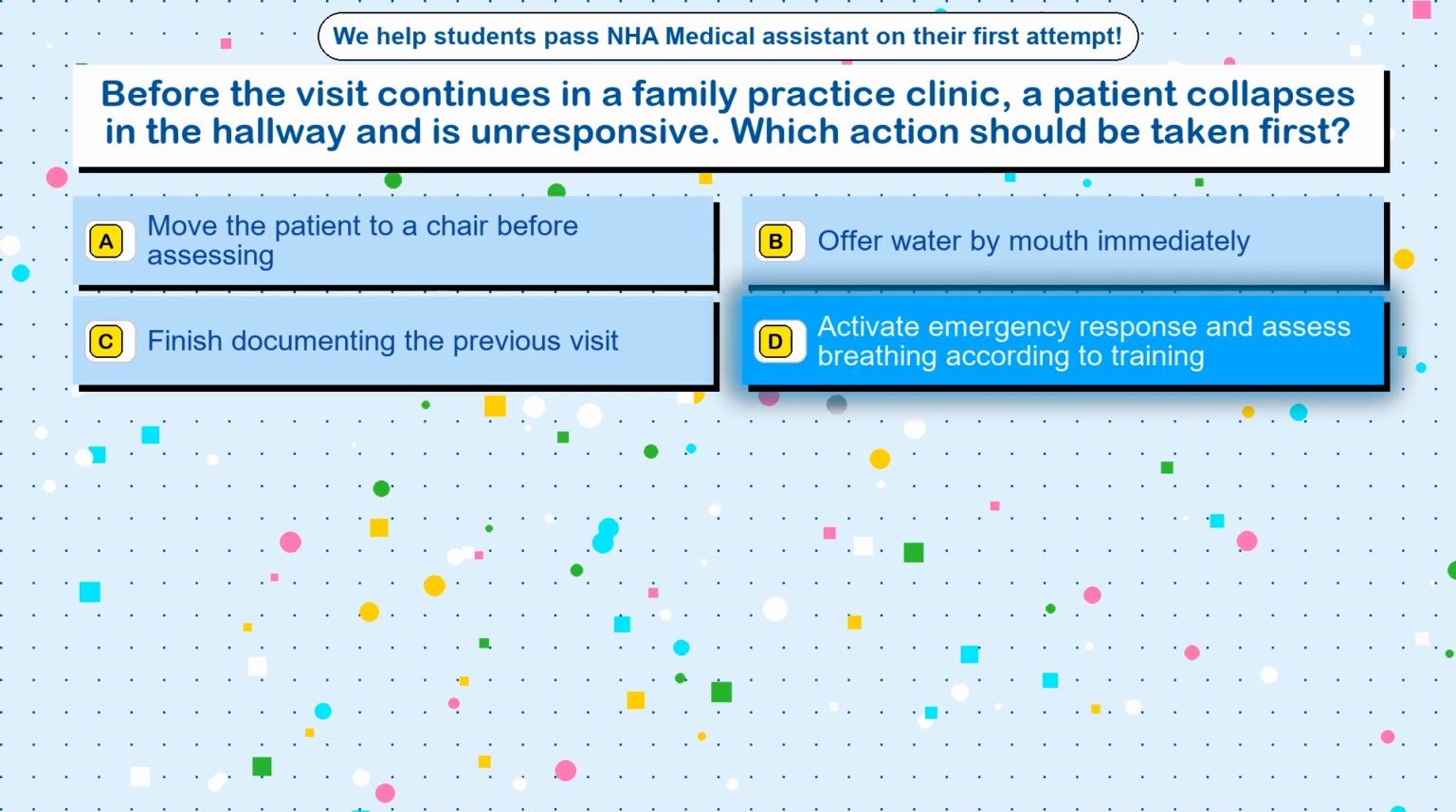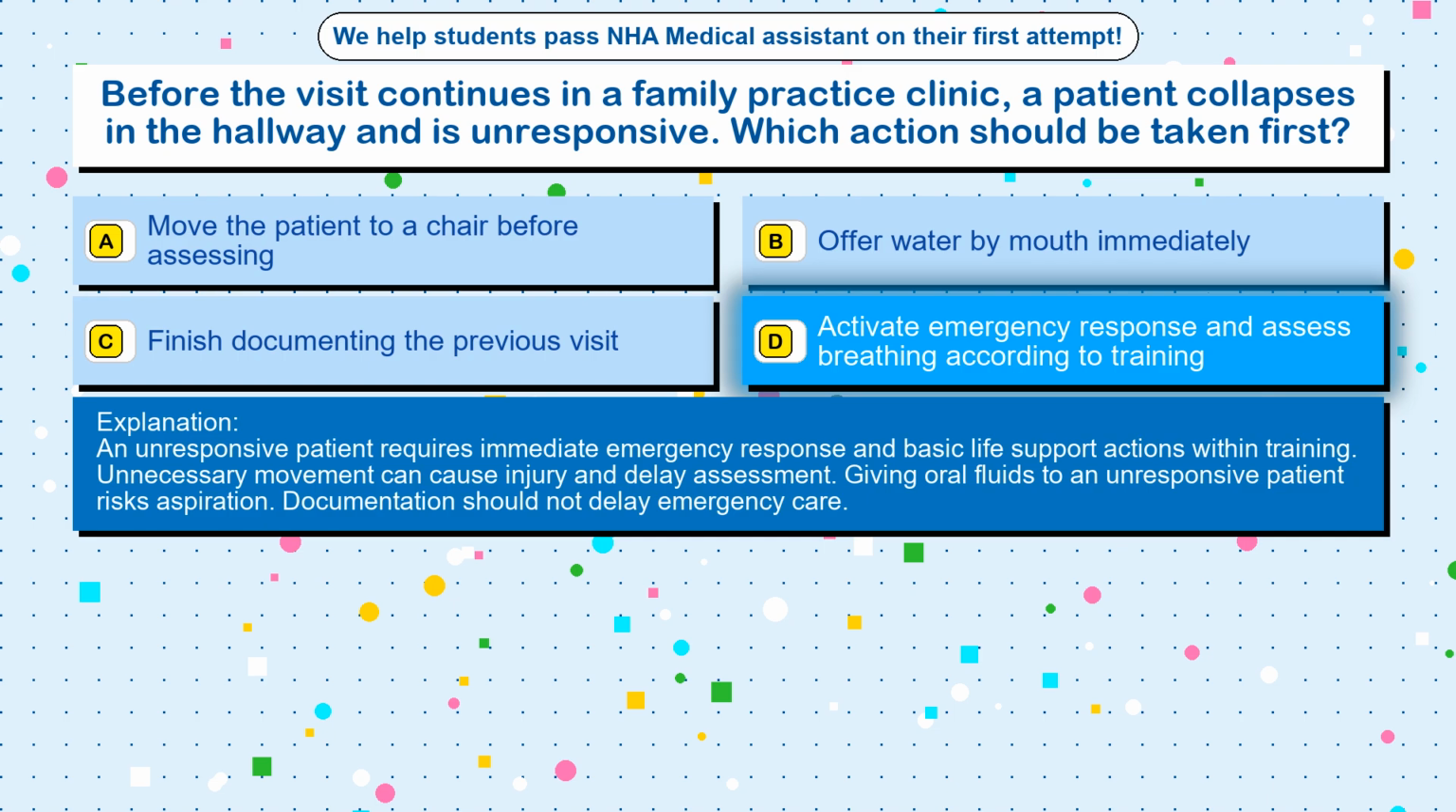The correct answer is option D. Activate emergency response and assess breathing according to training. An unresponsive patient requires immediate emergency response and basic life support actions within training. Unnecessary movement can cause injury and delay assessment. Giving oral fluids to an unresponsive patient risks aspiration. Documentation should not delay emergency care.